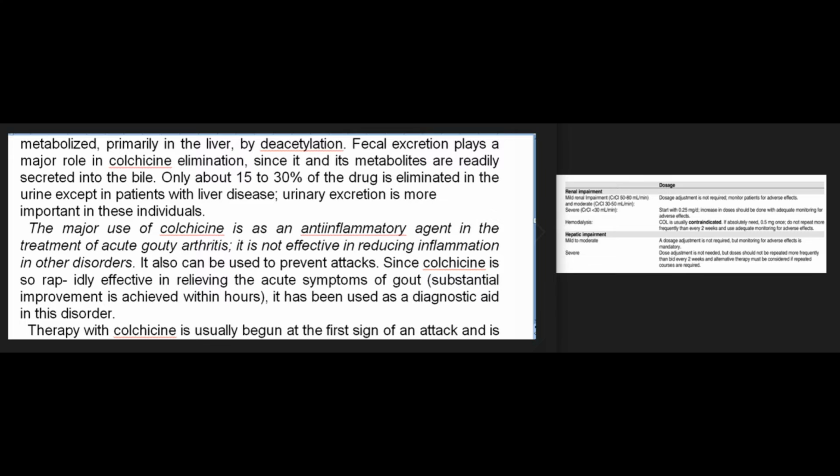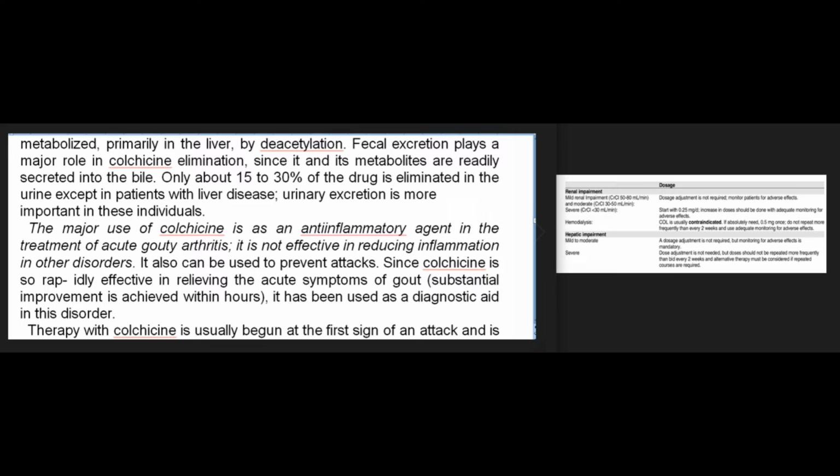The major use of colchicine is as an anti-inflammatory agent in the treatment of acute gouty arthritis. It is not effective in reducing inflammation in other disorders. It also can be used to prevent attacks. Since colchicine is so rapidly effective in relieving the acute symptoms of gout, substantial improvement is achieved within hours. It has been used as a diagnostic aid in this disorder.